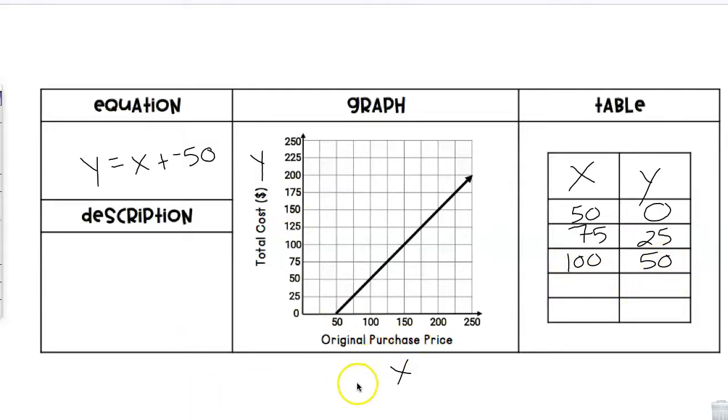But what I want to reiterate is that this is your independent variable. You're going to get a break after this, I promise. And this is your dependent variable, because it depends on how much you start with, your x variable, to tell you what your y value will be.